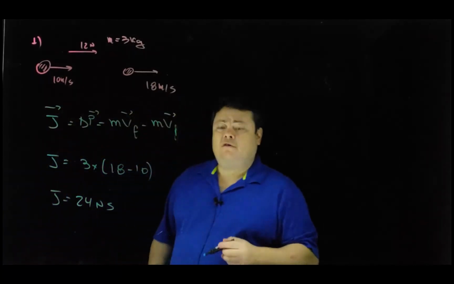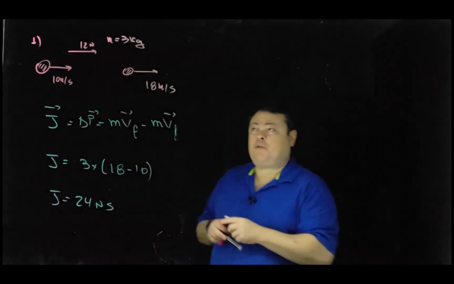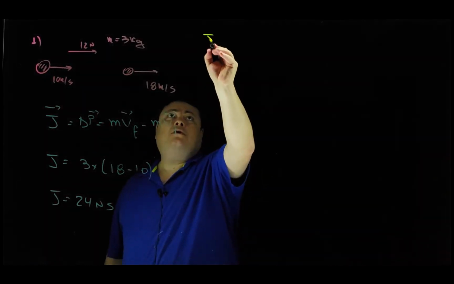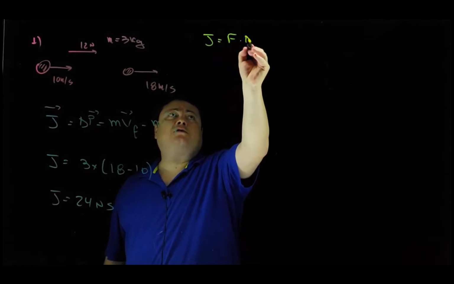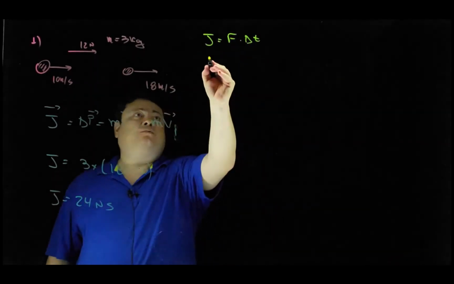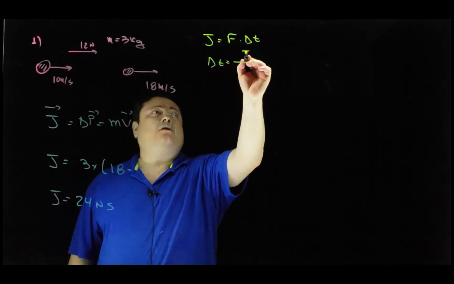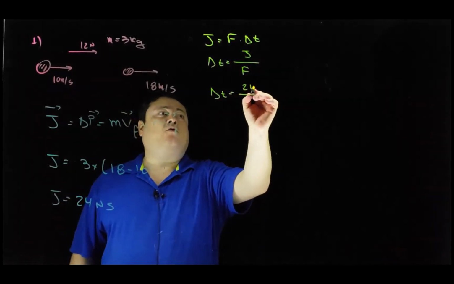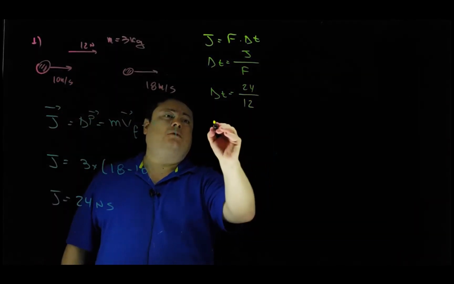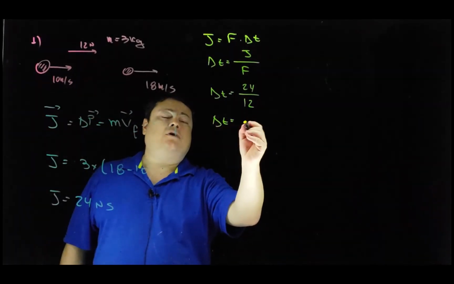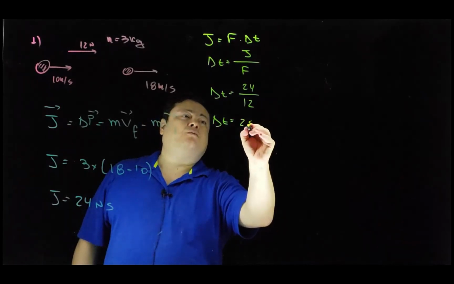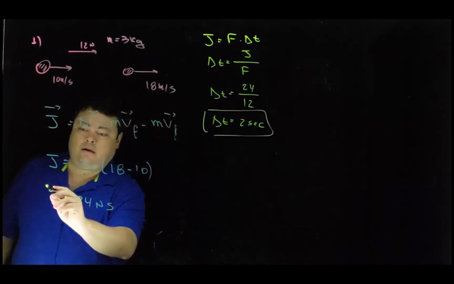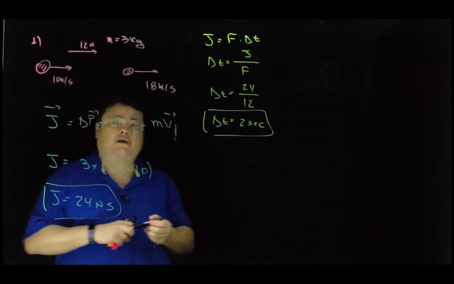In order to find for how long the force was applied on the object, I'm going to use the other definition of impulse. So impulse, we saw, is also force multiplied by time. So time is going to be impulse divided by the force. And that is going to be 24 over 12. The time elapsed is 2 seconds. So these are my answers to the first example.